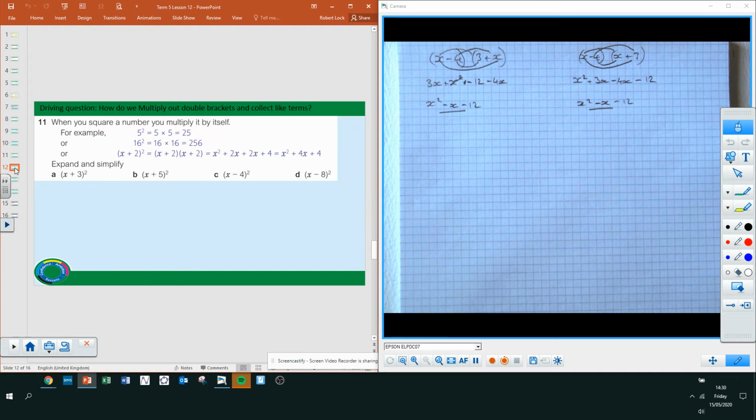When you square a number, you multiply it by itself. For example, 5 squared is 5 times 5, which is 25. Or 16 squared, this is 16 times 16, which is 256. Or if you have x plus 2 in brackets squared, what it really means is you have two lots of x plus 2, and you multiply out the brackets.